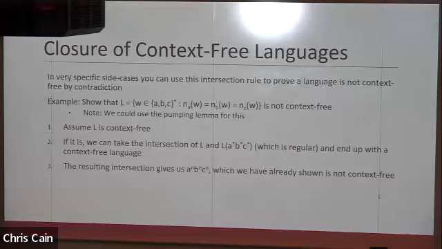So since we've already shown that this is not context-free, rather than showing the number of A's equal to the number of B's equal to the number of C's is not context-free, use the concept that if we take the intersection of a context-free language and a regular language, the result needs to be context-free. So if L were context-free, then the resulting intersection would also be context-free. Since we know this is not context-free, the only assumption that we made was that L was context-free. So it cannot be context-free.